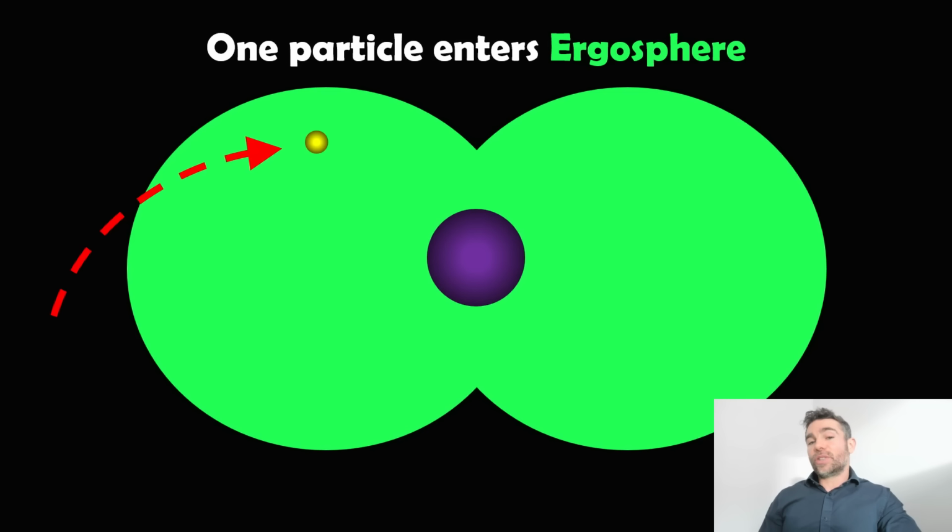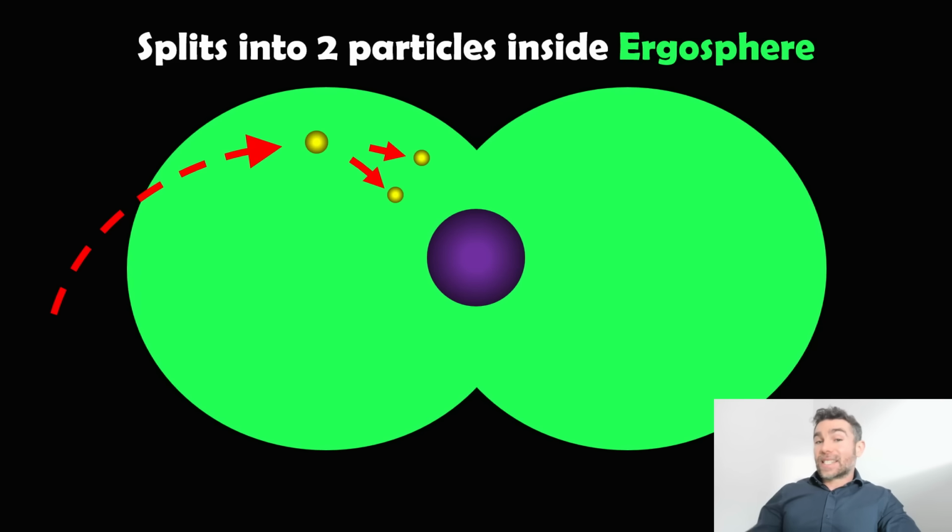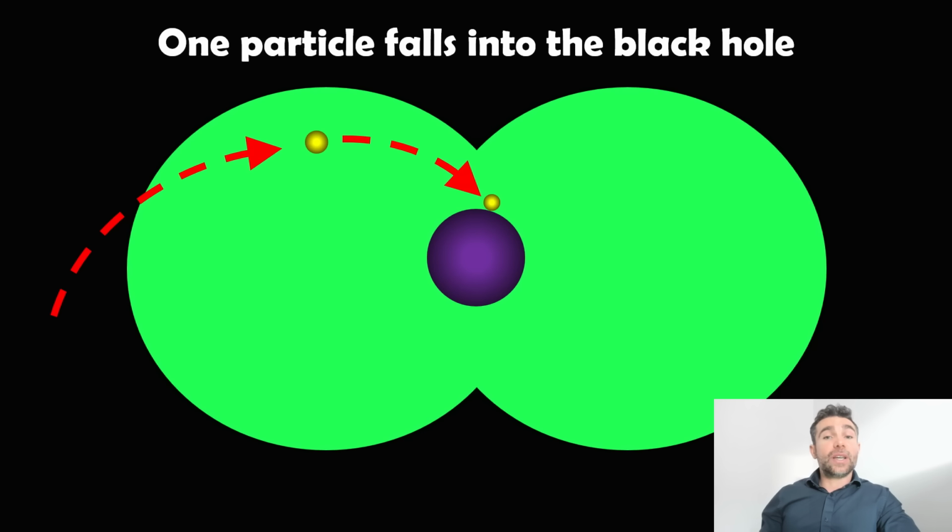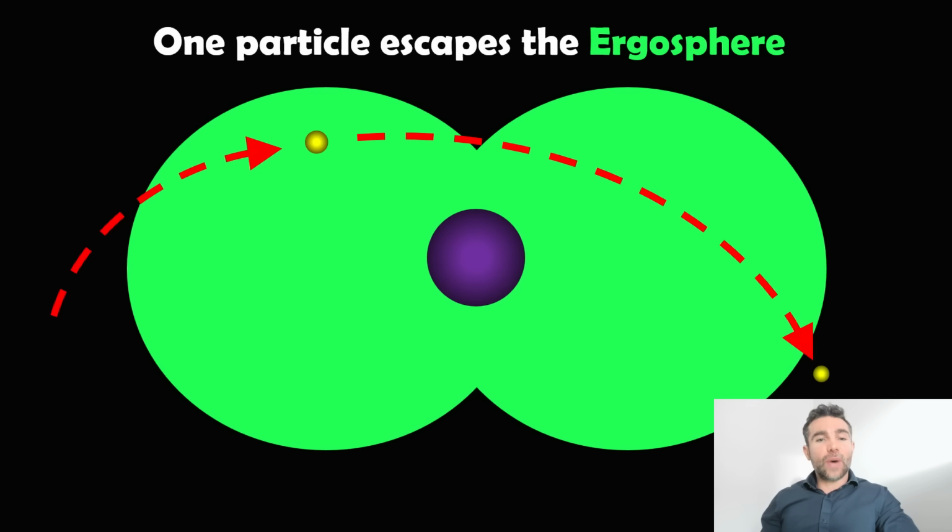So the Penrose process then. What we're going to do is start with a single particle, and it comes into the ergosphere around the black hole. We then split it into two particles. So now we went from one particle to two particles inside the ergosphere. Now one of those particles is going to fall into the black hole. So it goes inwards. And then the second particle escapes the ergosphere. So we've got one going into the black hole and one escaping the ergosphere.